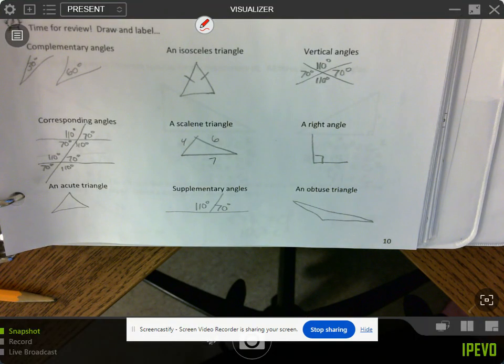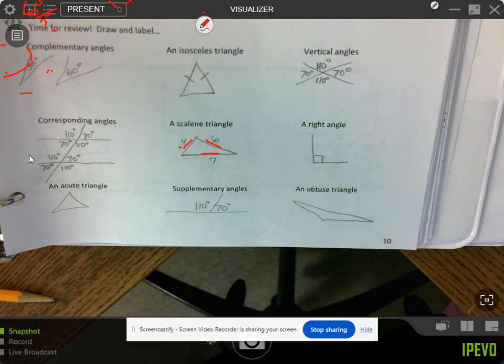Scalene triangle. Did it matter what numbers I put on the sides? Because remember, scalene is sides, so I don't want to see angle measurements. The only thing that matters is that they're all different numbers. They don't have to equal anything because it's side measurements. I don't want to see angles. I want to see that sides have different measurements. That's what I'll be looking for on the test.